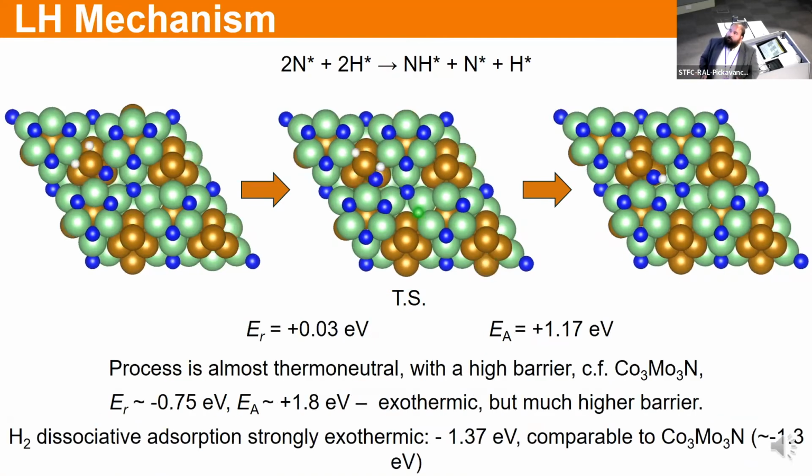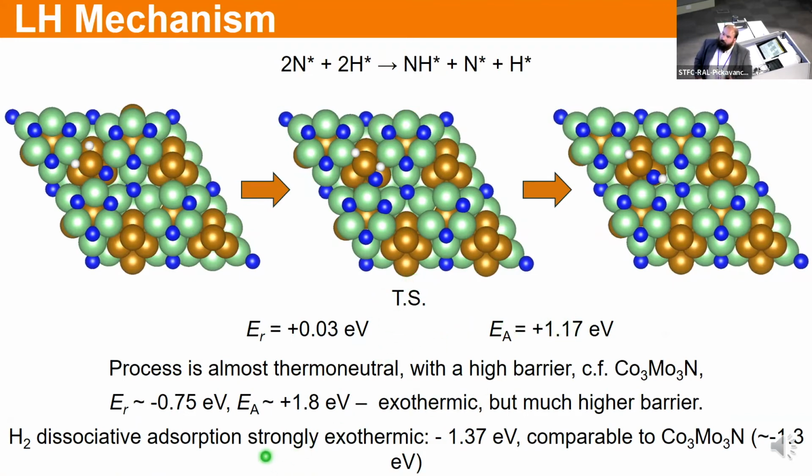So, of course, we are proceeding as we have done before with sequential hydrogenation of those nitrogen atoms. And so again, the main challenge is the hydrogenation of these nitrogen atoms, with quite a high barrier, 1.17 electron volts, that's almost thermoneutral.